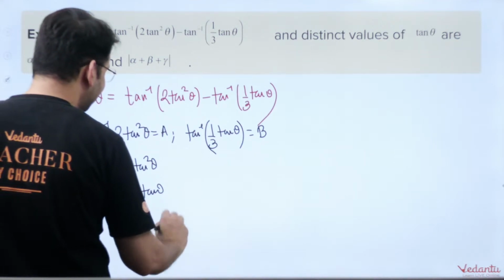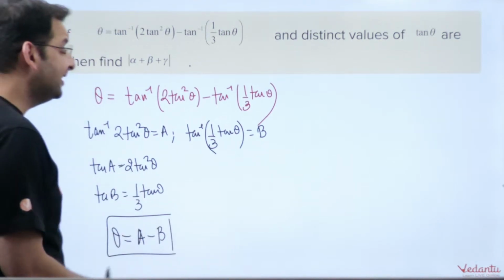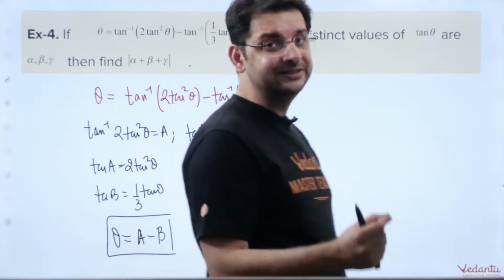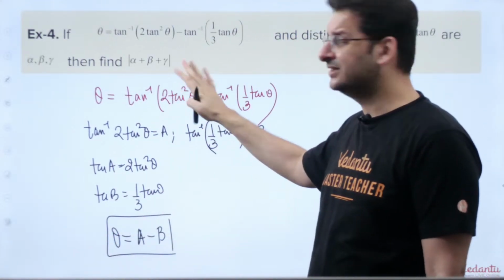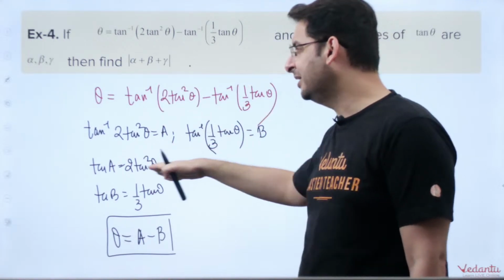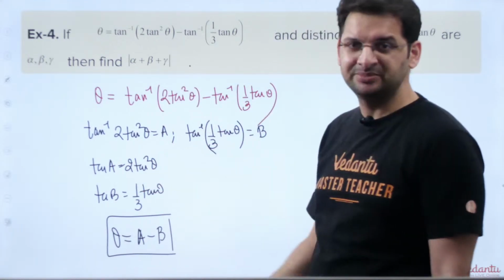As I removed the inverse, I found these equations. Right? I was afraid of this, so I removed it. Let this be A, this be B. So tan A becomes this, tan B becomes this, and theta is A minus B.